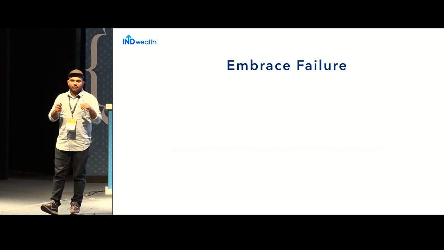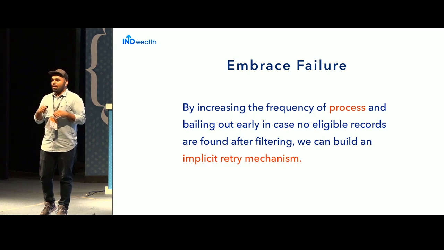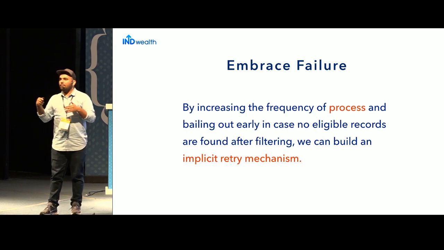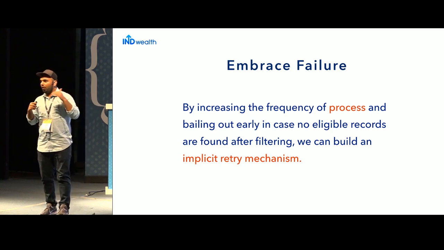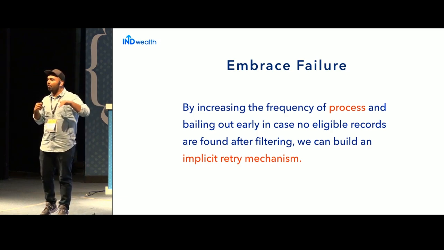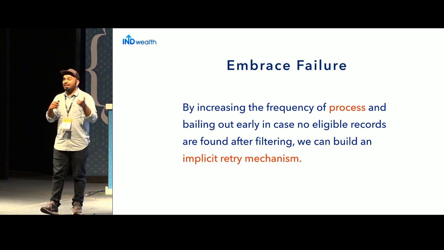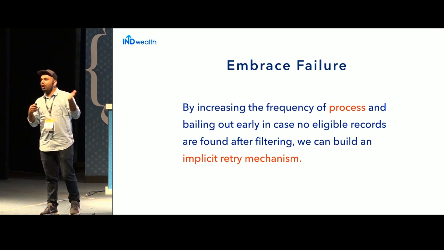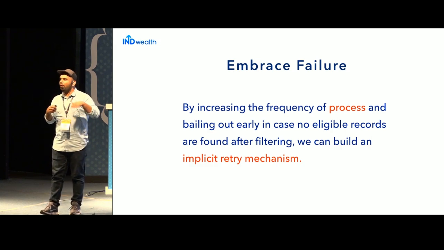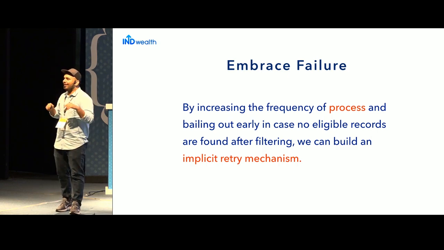And with this, we can go a step further and increase the frequency of process and have a bailout mechanism if there are no filtered candidates. So imagine if I have a bailout for the case where there are no filtered candidates and I increase the frequency of process a lot, then I have an idempotent scheduling system which would have an implicit retry mechanism for all failed cases. Let's look at some code to visualize it better.